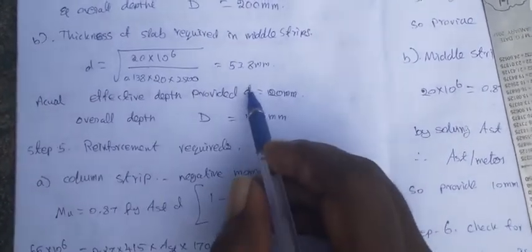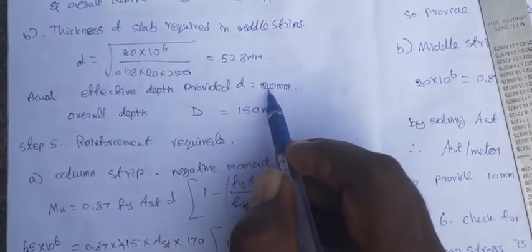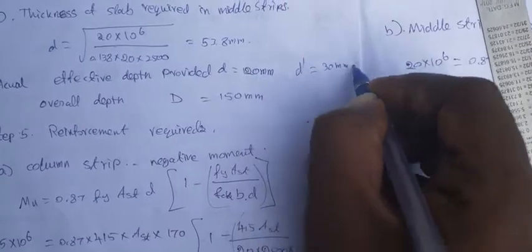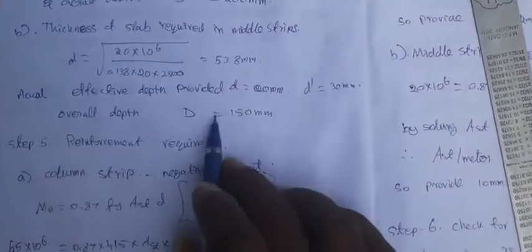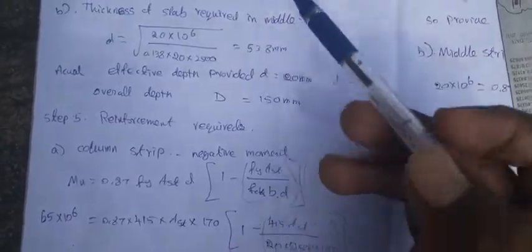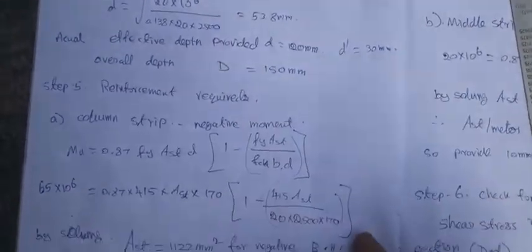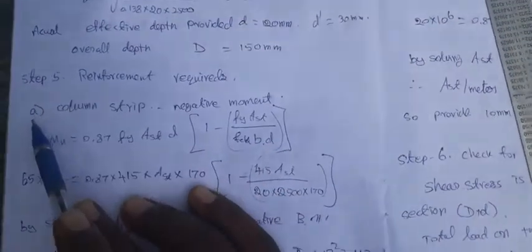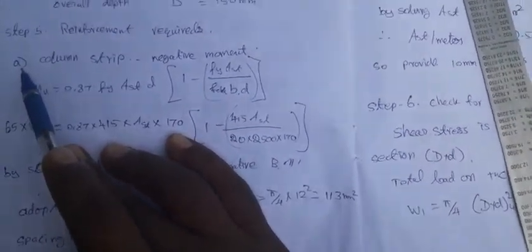So we choose the effective depth as 120 mm and the effective cover as 30 mm. So the overall depth we have provided at the middle strip is 150 mm. For this moment, for this section, we have to find the reinforcement detailing. First we choose the column strip.